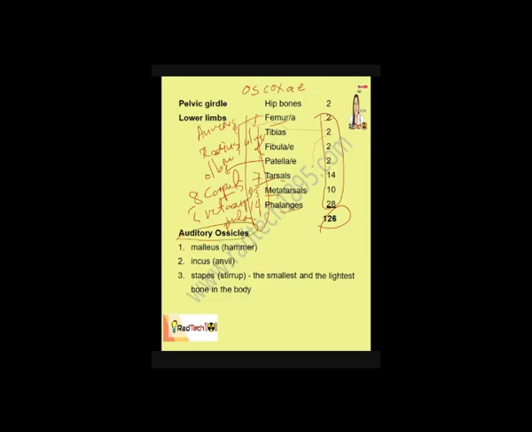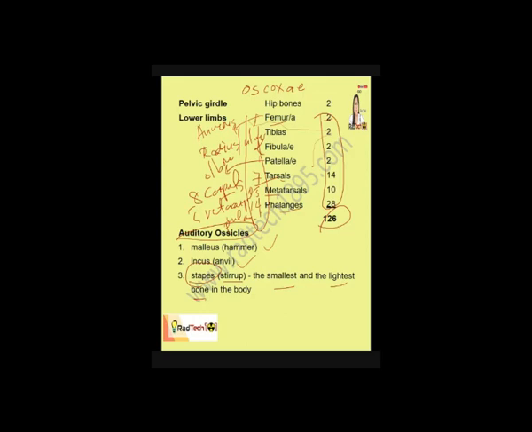So, ito yung sinasabi ko na auditory ossicles. 6 sila overall, so 3 for each ear. We have the malleus or the hammer, the incus or the anvil, and the stapes or the stirrup. So, this is the smallest and the lightest, pinakamagaan, pinakamaliit na bone in the body.